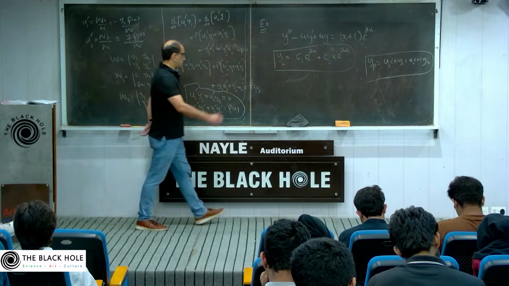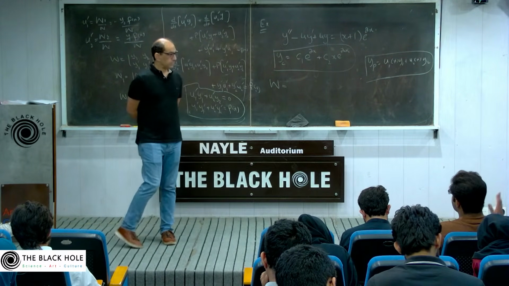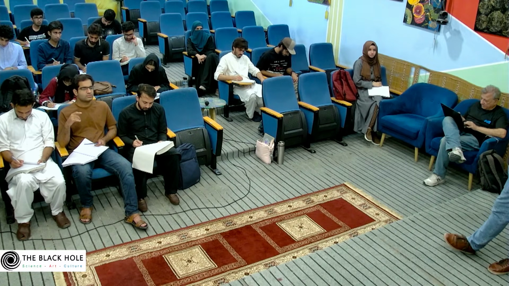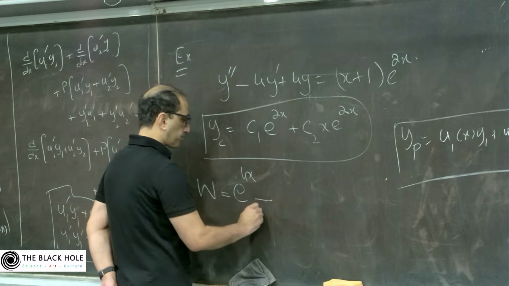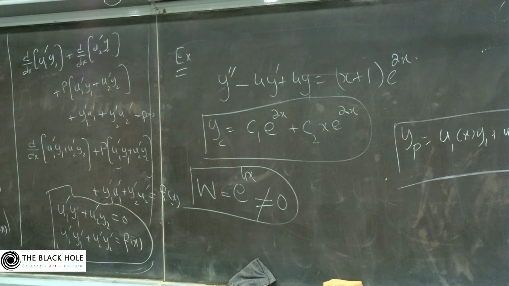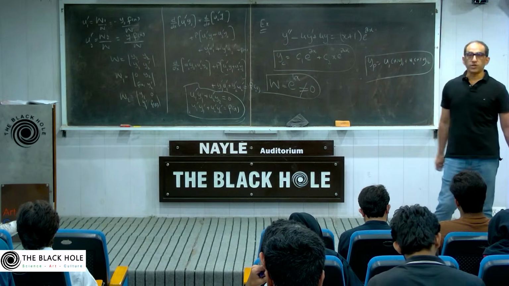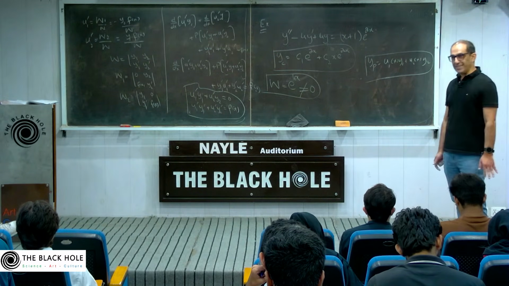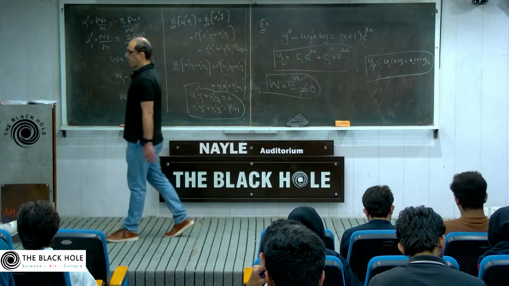Anybody would like to tell me what W is? e raised to power 4x. Not equal to 0. So the linear independence of the two solutions is demonstrated here. That is the requirement. If it goes to 0, then the method doesn't work. So you need to find two solutions which are linearly independent, of course. Otherwise, we can't go anywhere.